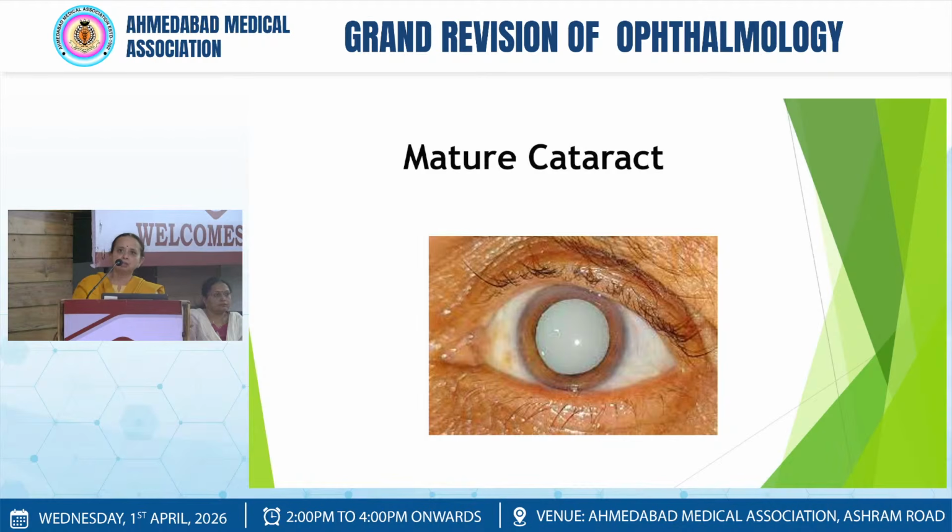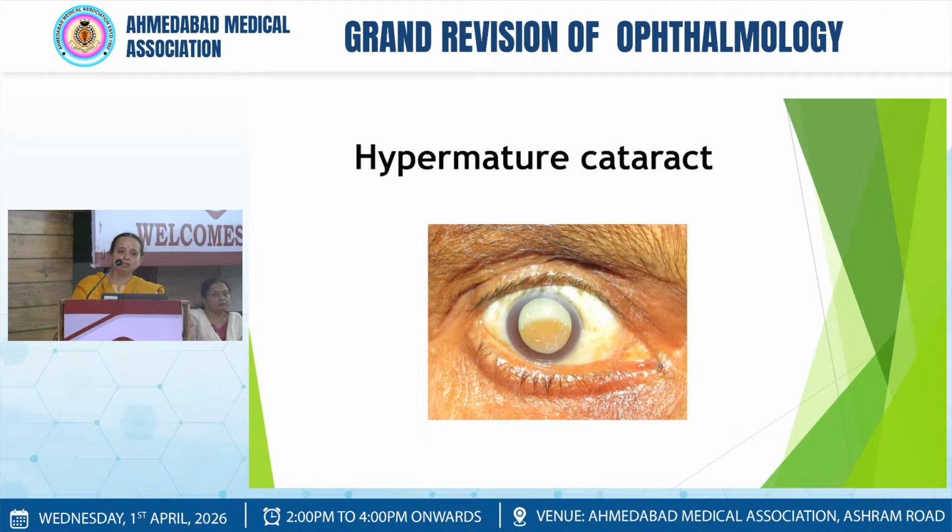All the lens fibers have become opaque. So this is a case of mature cataract. Still, if the patient doesn't get it operated, the cortical fibers of the lens get converted into a milky fluid, and the nucleus, the orange colored structure which you see, sinks down into the capsular bag because it is no longer supported by the cortex. And this is a case of hypermature Morgagnian cataract.